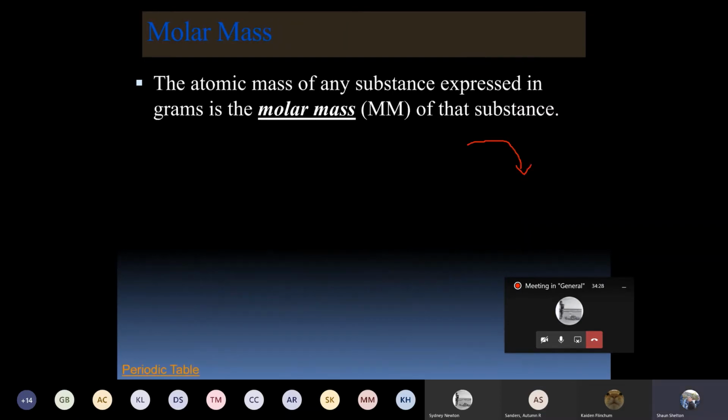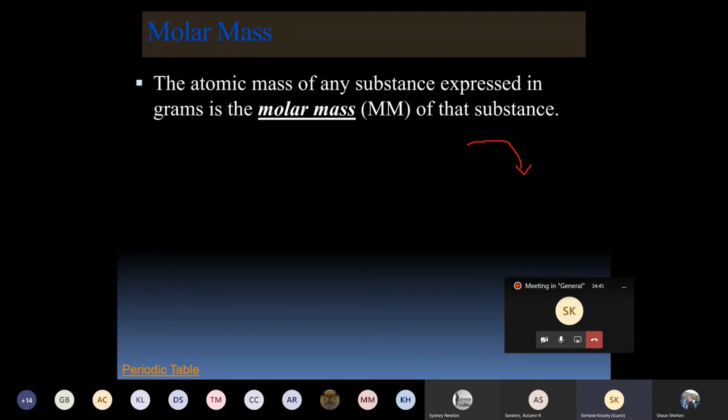All right, so let's look at molar mass because that's something I definitely want to make sure we get to today. For molar mass, you all need your periodic table. If you have your periodic tables, go ahead and get them out. If you don't, find one.